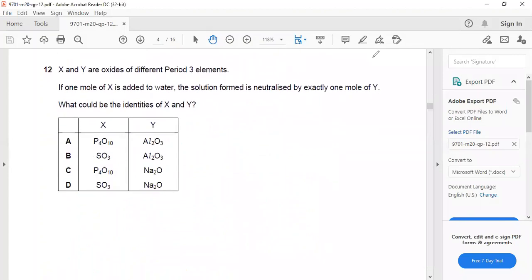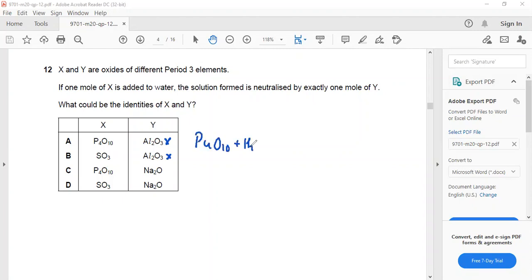Number 12. Period 3. X and Y are oxides of elements in period 3. 1 mole of X is added to water, and the solution formed is neutralized by exactly 1 mole of Y. In general, aluminum oxide is not soluble in water and is amphoteric. It reacts with both acid and base. So for a moment, we just eliminate these two options. Let's start with C.